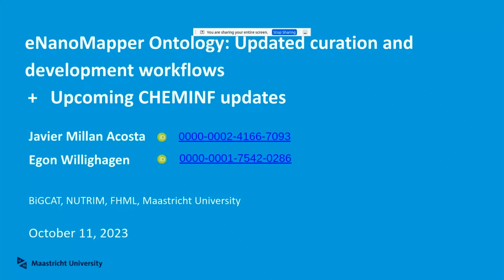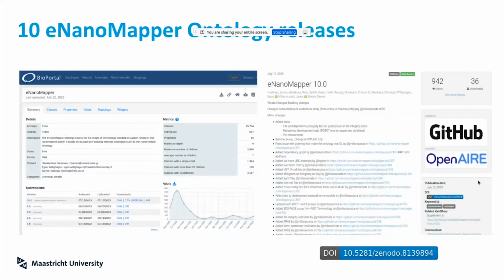And I'm going to give an update on some new curation and development workflows for the eNanoMapper ontology for nanomaterial safety. And as prompted by NFDI4Chem, we're also going to introduce the idea of adding some new updates to CHEMINF. So first, I'm going to start with the eNanoMapper ontology.